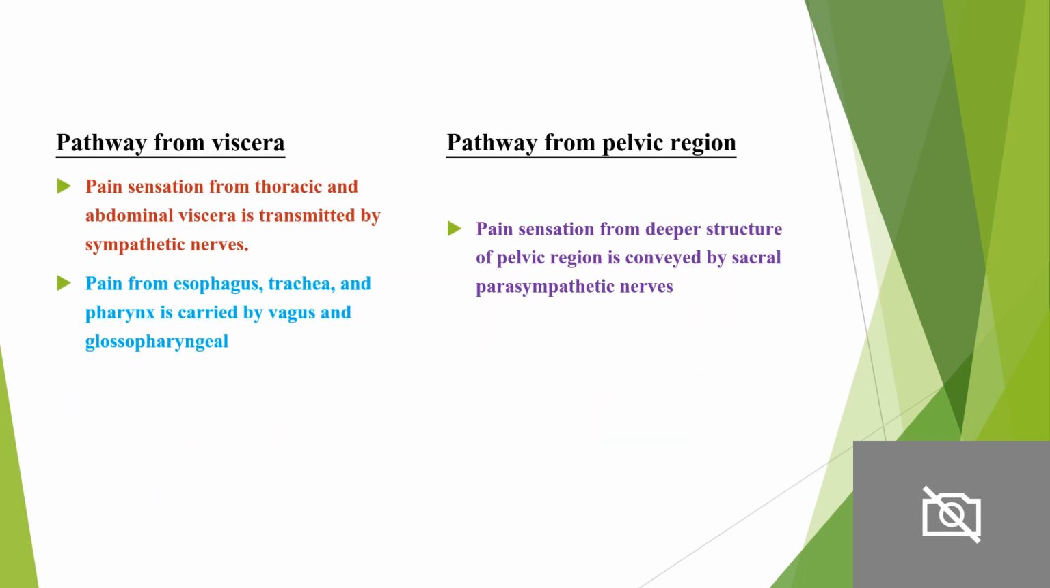Now let us see the pain pathway from viscera. Viscera means the important internal organs. How does it arise? Pain sensation from thoracic and abdominal viscera is transmitted by sympathetic nerves, whereas the esophagus, trachea, and pharynx are carried by both the vagus and glossopharyngeal nerves.